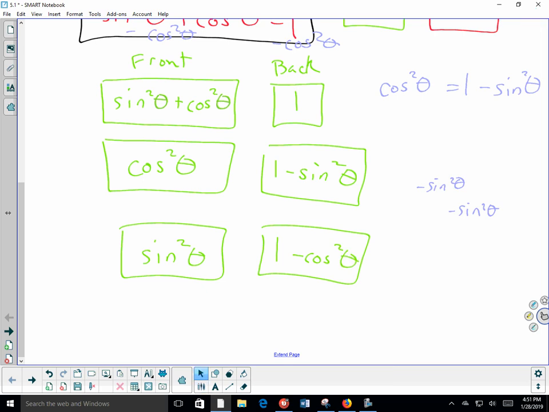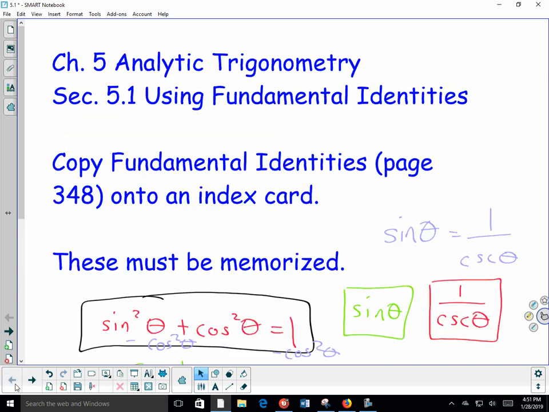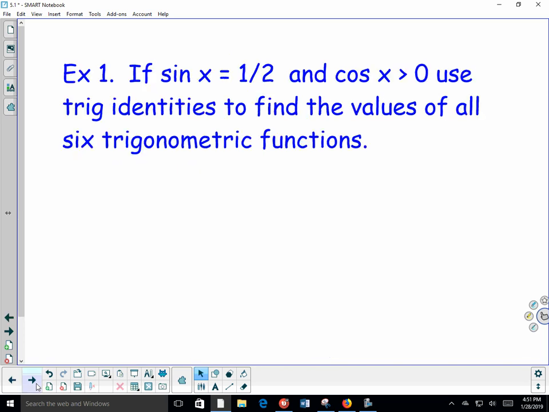So you're going to make 3 flashcards for each of the Pythagorean identities, but for every other identity you just need 1 flashcard. Okay, so let's get started. You're going to be referring to page 348 while we're watching this video, until you have your index cards made.